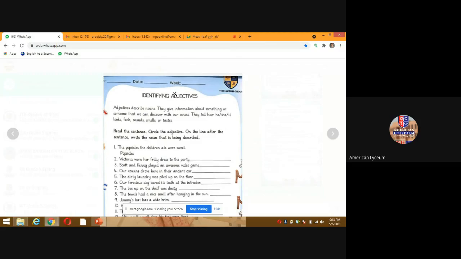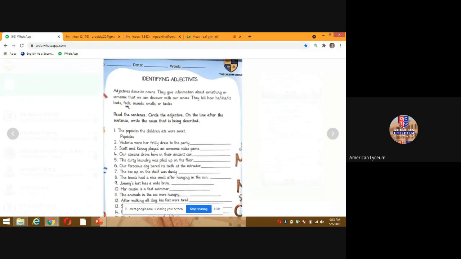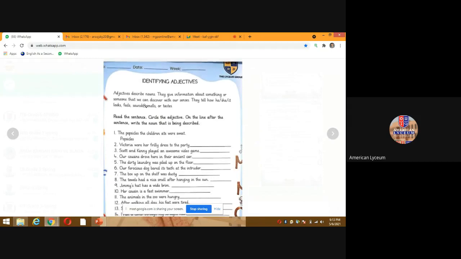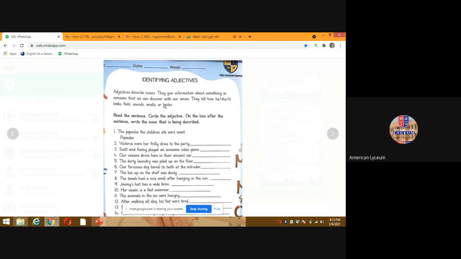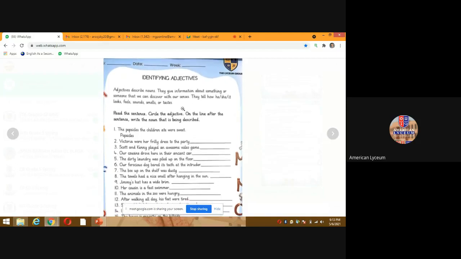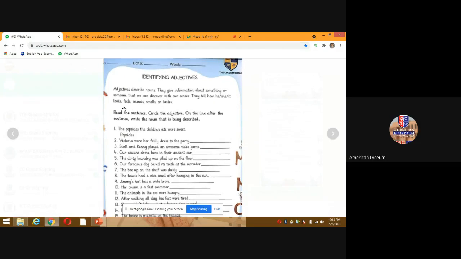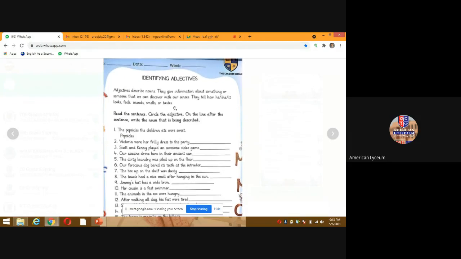Done? Okay. So adjectives describe nouns. We all know that adjectives describe nouns, and they give information about something or someone that we can discover with our senses. They tell how she, he, it looks, feels, sounds, smells, or tastes. So adjectives tell us how it seems, how they feel, how they look, how the thing sounds, how we can see it.